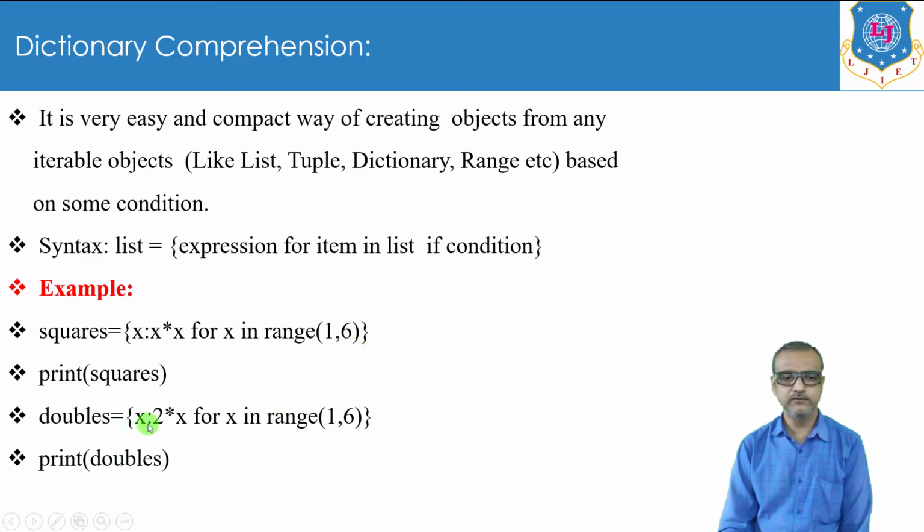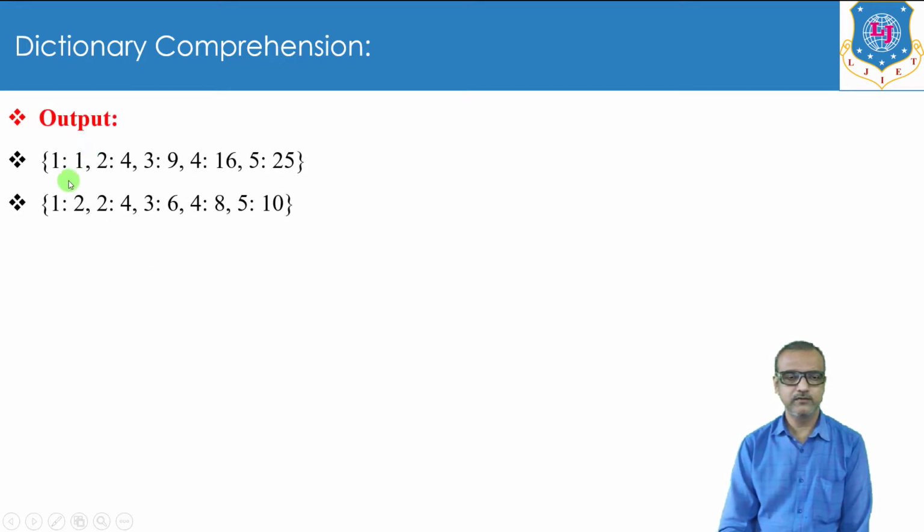Now doubles equals to x colon 2 multiplied by x for x in the range 1, 6. Again range of 1, 6 will give us the values of x from 1 to 5. So the key will be from 1 to 5. For each and every value of x present in the range from 1 to 5, it will give us its double value. So print doubles will produce the double values of x which is in the range from 1 to 5. So this is the output.